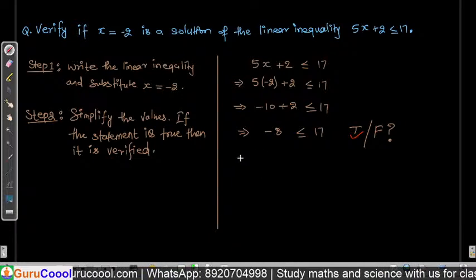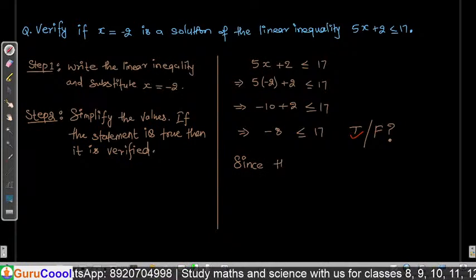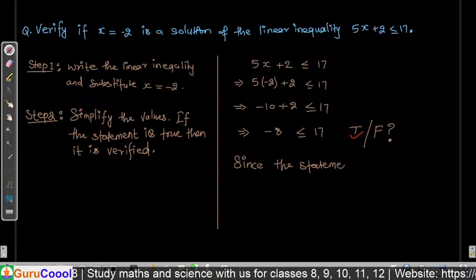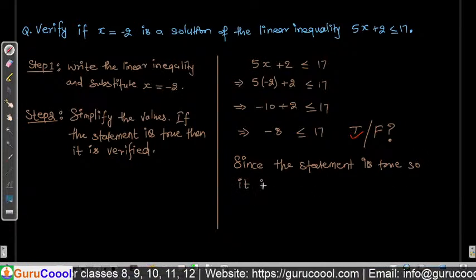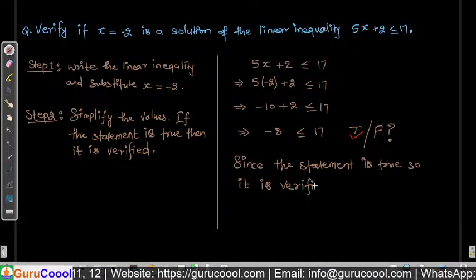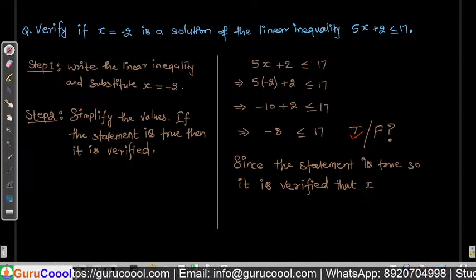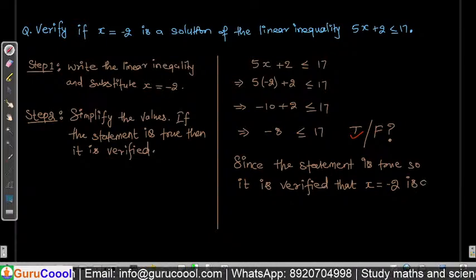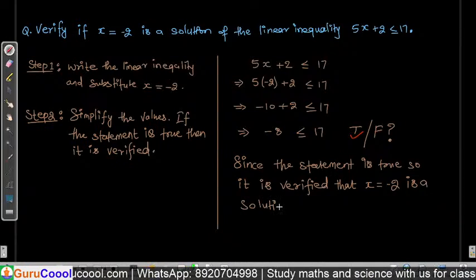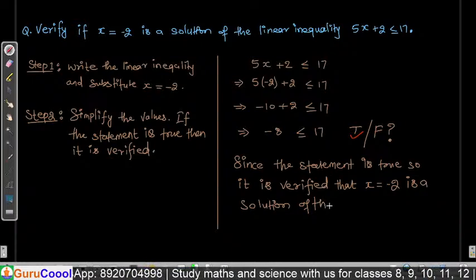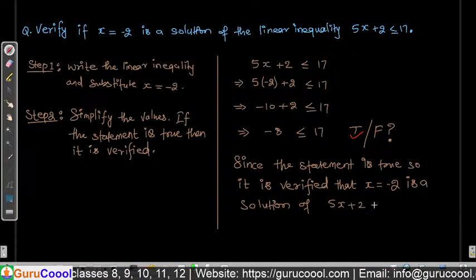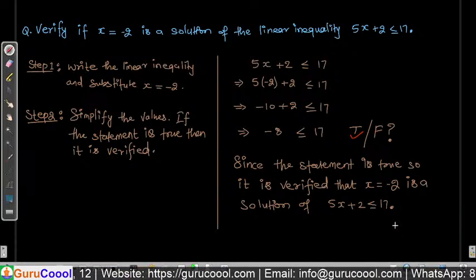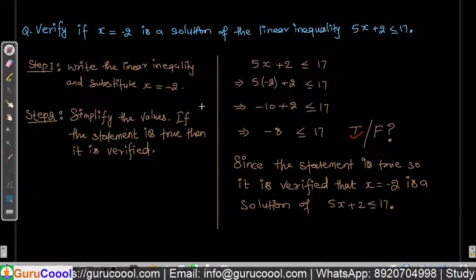Got it or not? Since the statement is true, it is verified that x equals minus 2 is a solution of 5x plus 2 lesser than or equal to 17. Did you understand the process? Okay.